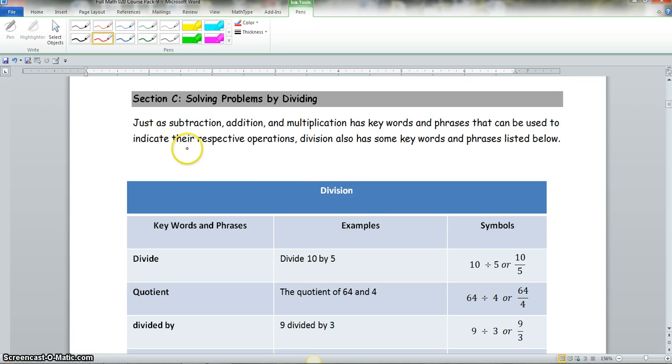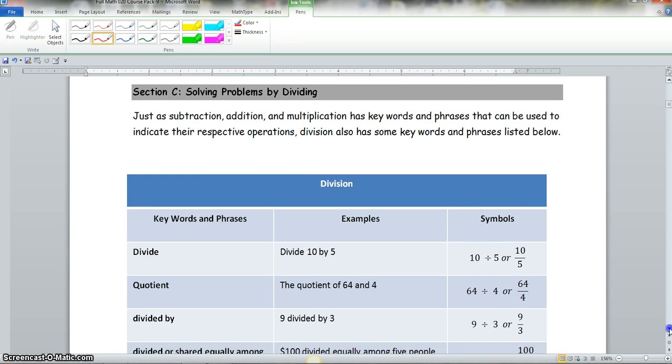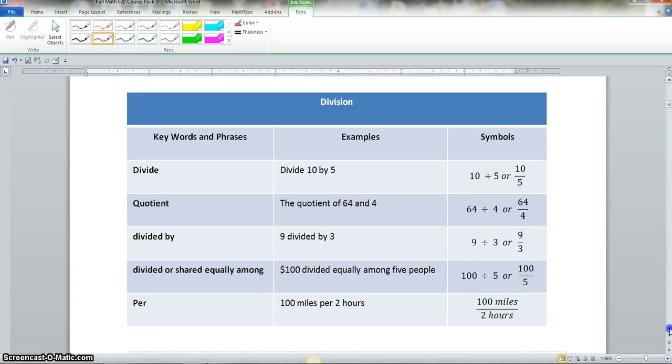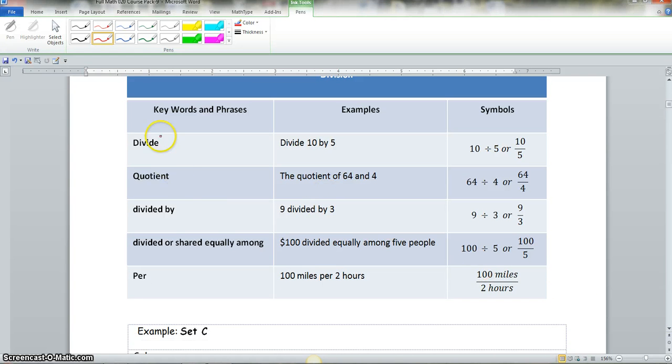Now we come to section C, solving problems by dividing. It says just as subtraction, addition, and multiplication has keywords and phrases that can be used to indicate their respective operations, division also has some keywords and phrases listed below. So you can read these phrases and keywords at your leisure. And this would tell you the different words you should be looking for in order to determine if it's division.